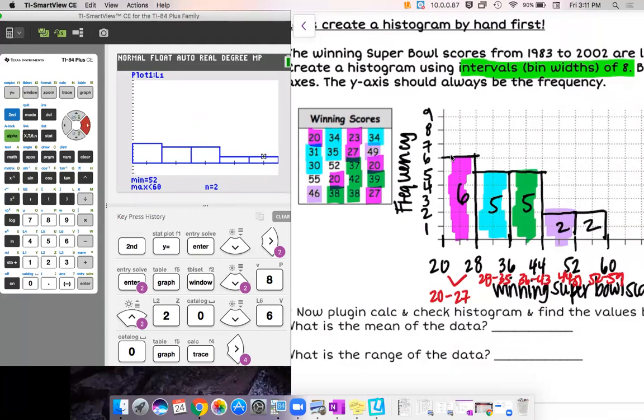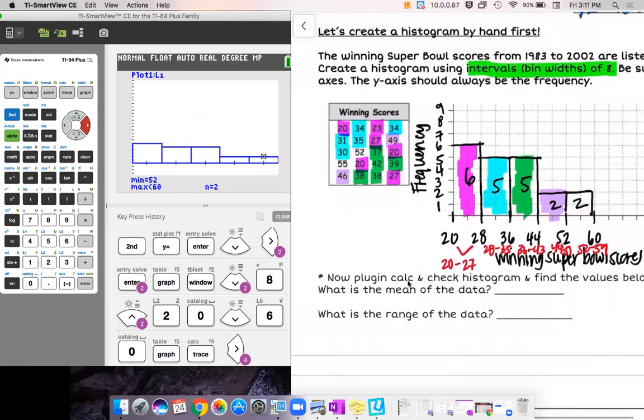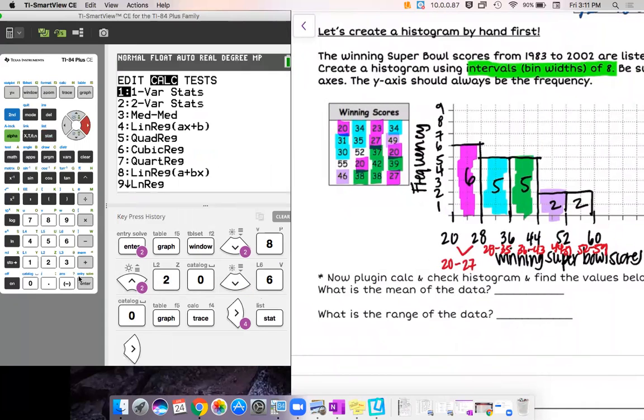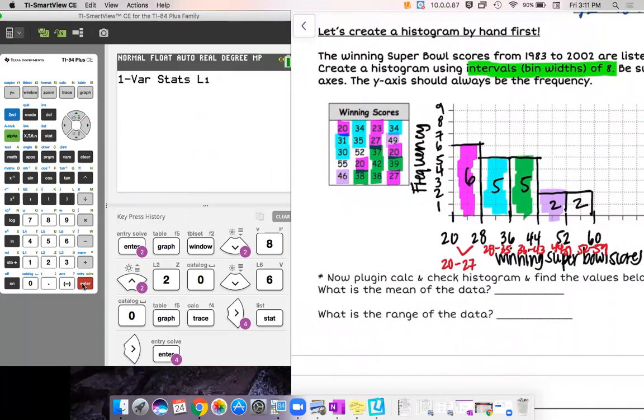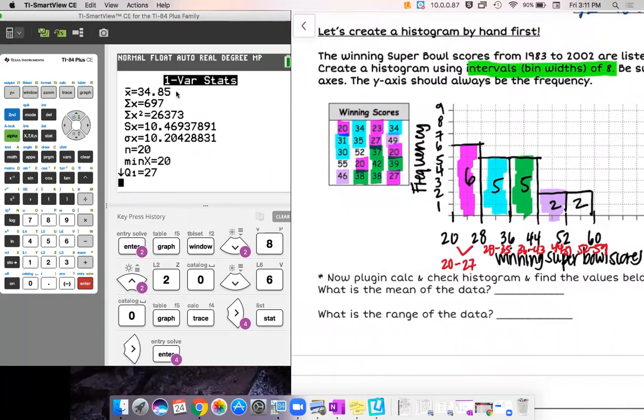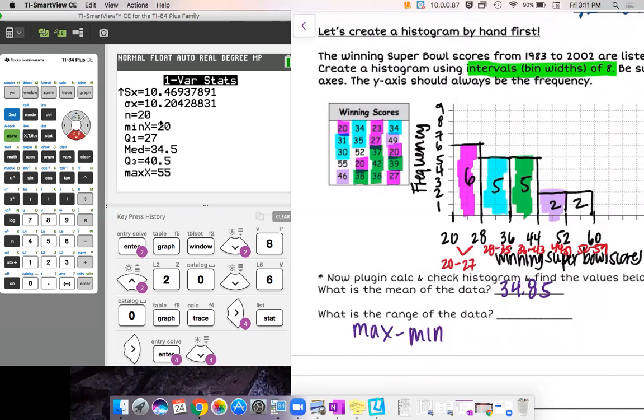So now the other question that it asks us right here is, what is the mean of the data and what is the range of the data? So go back to your stat, calc, and one variable stats. And then remember that we can find these in this table. So the mean is this X bar. So I'm just going to write that the mean of this data is 34.85. And then the range again is your maximum minus your minimum. So if I scroll down here, I can see that my maximum was 55 and my minimum was 20. So I'm just going to do 55 minus 20 and I will get that the range is 35.